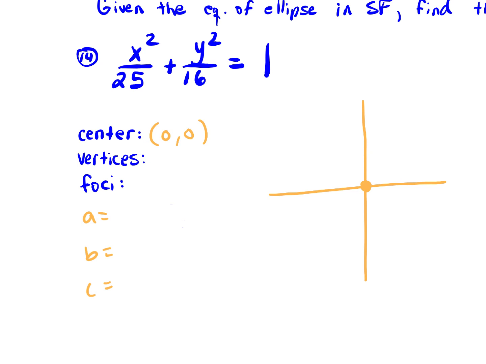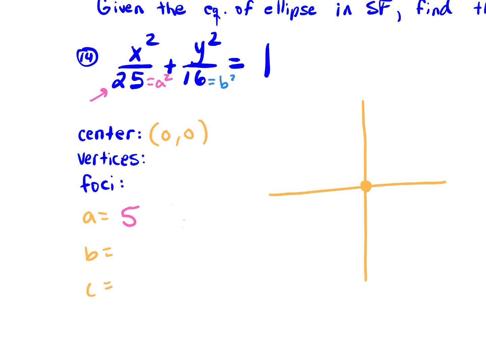So I'm also going to graph it. Again, even though it doesn't ask for it, I think it's easier to see it when you graph it. So I put my center at 0, 0. Now how do I find A? So that's A squared. A squared is 25. A is always bigger than B. So A squared is going to be the 25. So what is just A? 5.